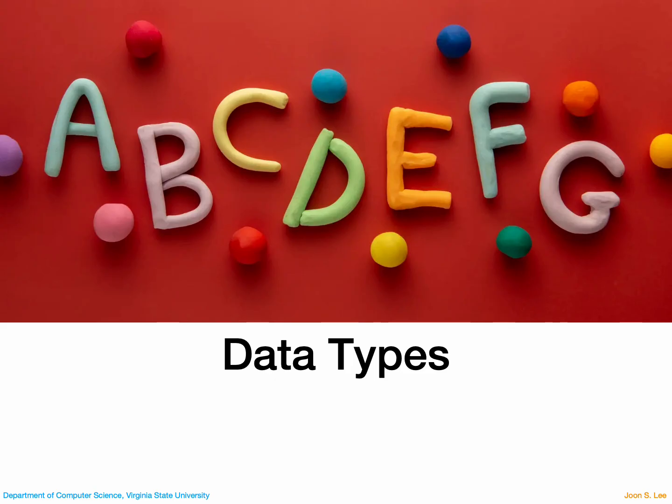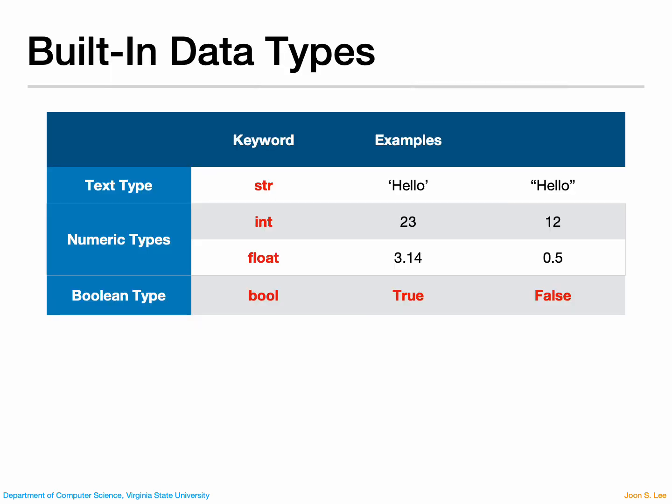Data types determine what kind of information our program is working with: numbers, text, or logical values, and they guide how decisions can be made. So first, we'll take a closer look at data types, and then we'll build on that knowledge to understand how branching works. Python has three fundamental types.